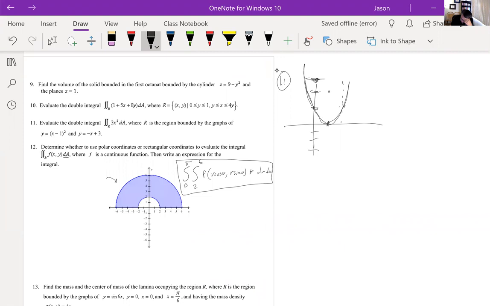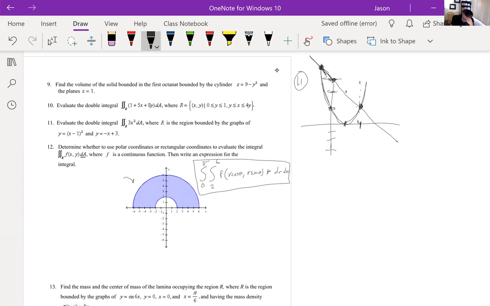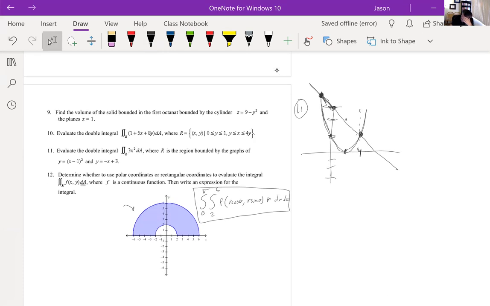And this is this. Where's this guy? This guy's at 2, 1. So is the other one at 2, 1 as well? If I plug in 2, do I get 1? Yes, I do. That's where they intersect. So they're going to intersect here. Okay. So negative 1, 4 will be an intersection, I believe. Maybe not.